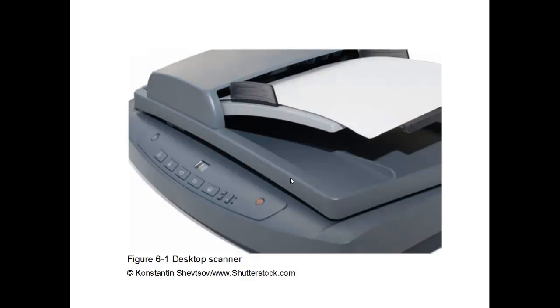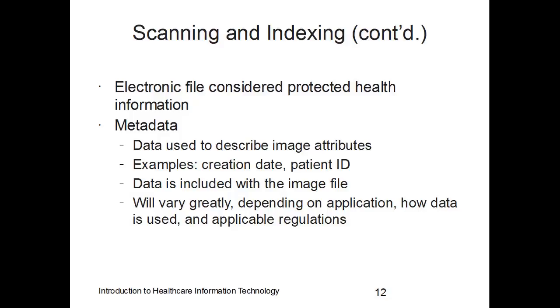In this image we have a pretty typical example of a desktop scanner. The information would go in here to be scanned, to be stored in an electronic version, such as the patient's driver's license or their insurance information. Instead of having someone type in all the data that would be on that piece of paper, scanning it in and saving it as a PDF allows for faster retrieval. And an electronic file is considered to be protected health information, because you're dealing with someone's personal, private information, so it must be protected.